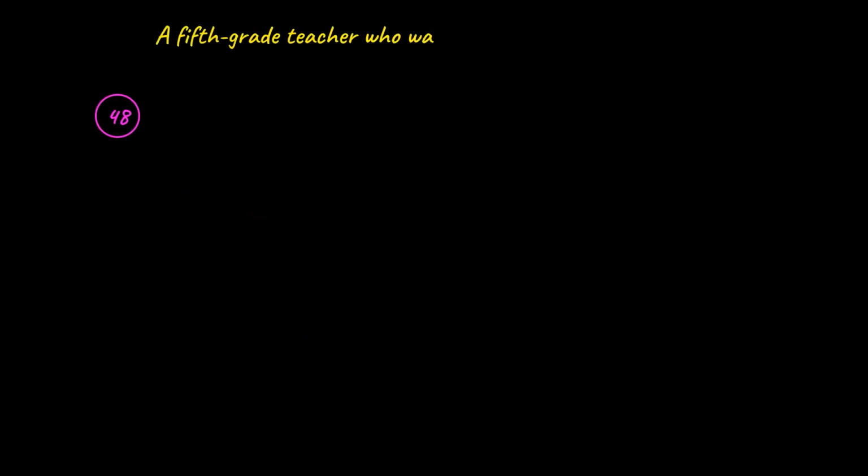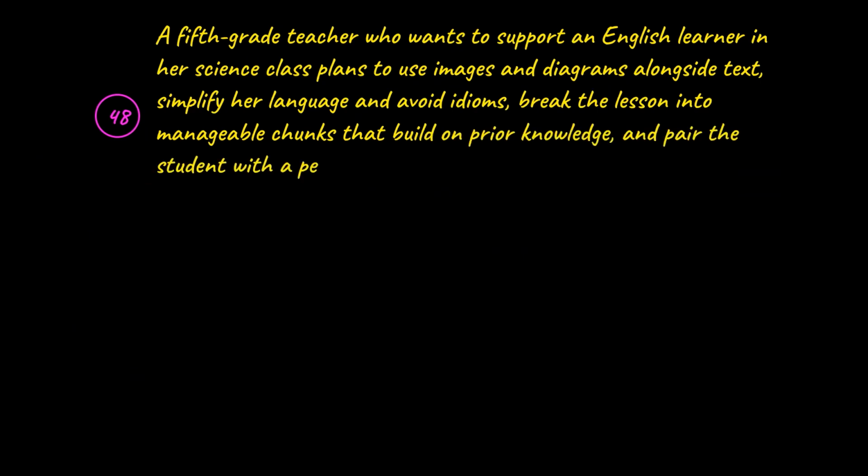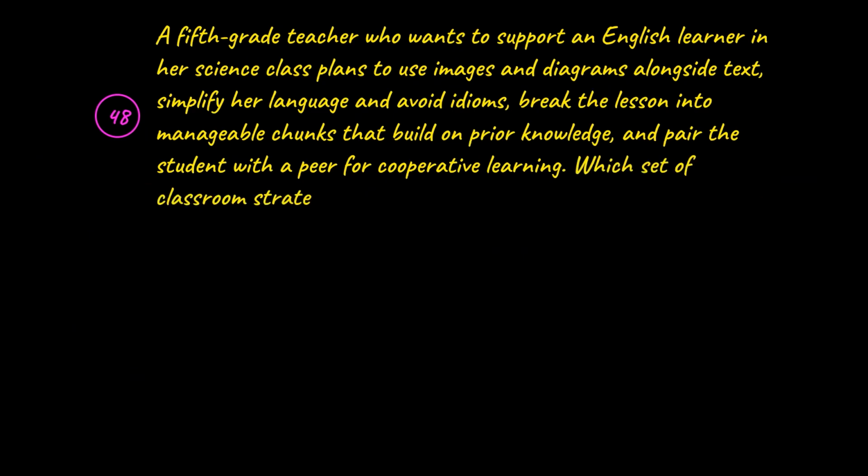Question 48. A 5th grade teacher who wants to support an English learner in her science class plans to use images and diagrams alongside text. Simplify her language and avoid idioms. Break the lesson into manageable chunks that build on prior knowledge. And pair the student with a peer for cooperative learning. Which set of classroom strategies for English learners is the teacher applying?